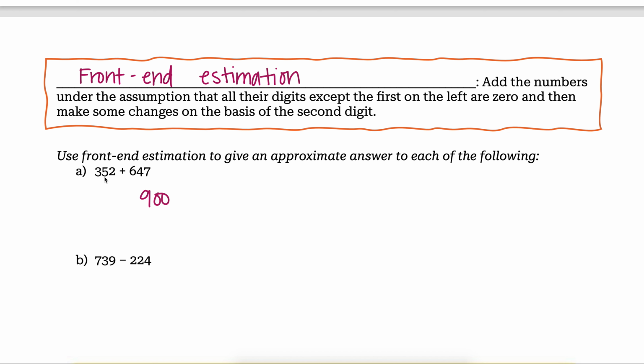If you look at your second digits, you've got 50 and 40. So that's going to take it, 50 and 40 make 90. So that's going to actually cause you to go up with your estimate to 1,000. So again, 50 and 40 make 90. So you're going to take your estimate up to 1,000.